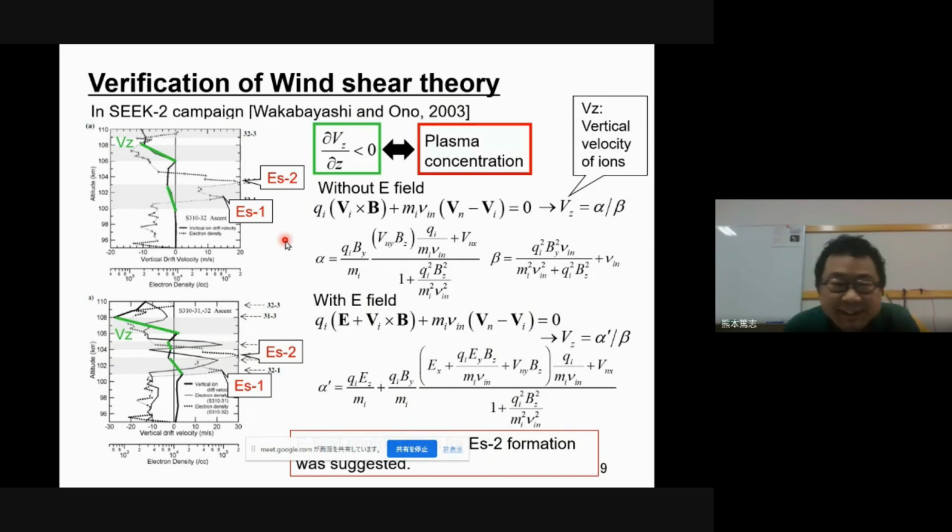To summarize this analysis result, ES1 is formed by the wind shear, and ES2 is formed not only by wind shear but also the electric field contribution. This two split ES2 layer can be formed by contribution of the electric field. It was suggested by the analysis performed in the sixth campaign.